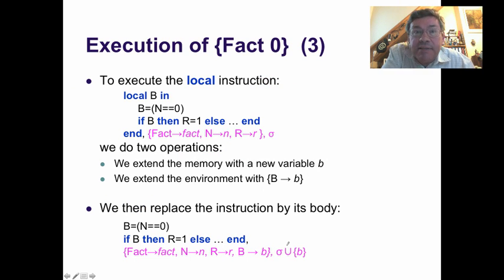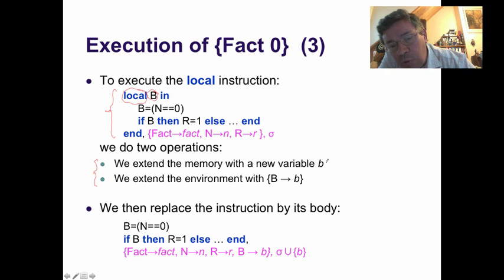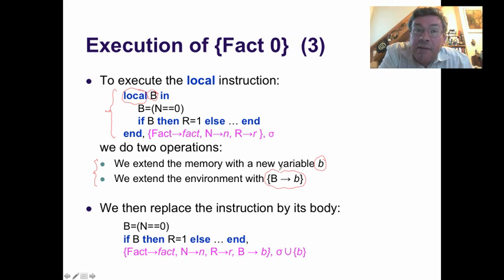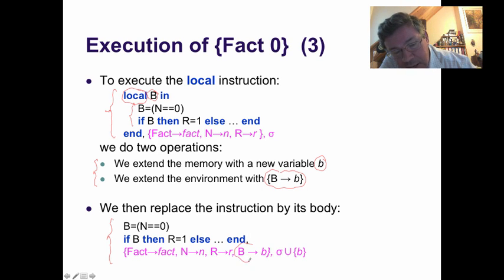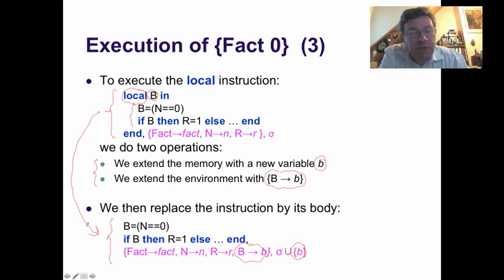Let's now do the second step. So the second step is we go farther. We have this local instruction, which is the body of our procedure. We have to execute the local b. What does that do? That does two things. It extends the memory, sigma, with a new variable little b, and it extends the environment with a reference from the identifier b to the variable little b. We can then replace this instruction in the execution by its body, which is the part inside here, b equal n equals 0, and if b then etc. And notice that our environment gets extended here, and our memory also gets extended. So we have now done our second execution step.